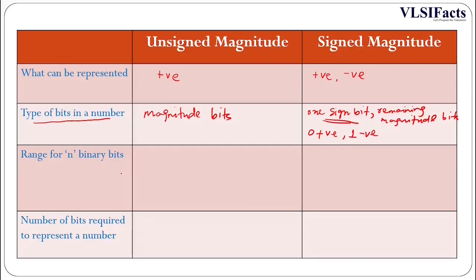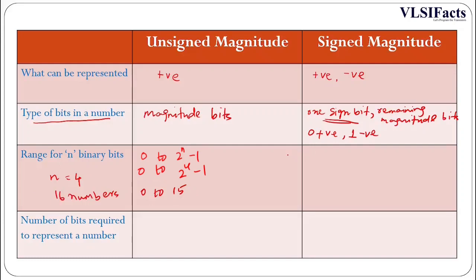Now let us know what will be the range of numbers that we can represent for n binary bits. If it is an unsigned magnitude form of representation, then using n binary bits, we can represent the numbers starting from 0 to 2 to the power n minus 1. So for an example, if n equals 4, then we can represent the numbers from 0 to 2 to the power 4 minus 1, which is nothing but 0 to 15. So a total of 16 numbers, right? Using 4 bits, we can represent 16 numbers.